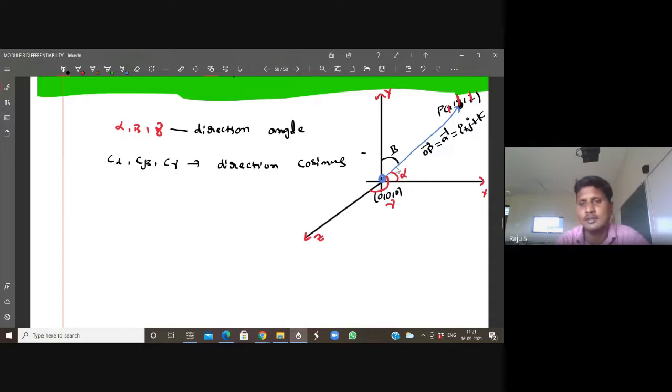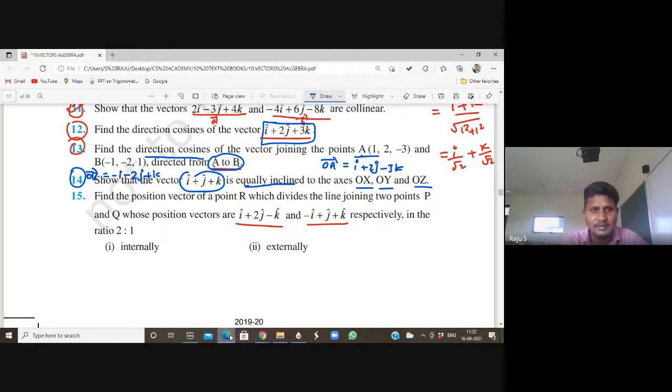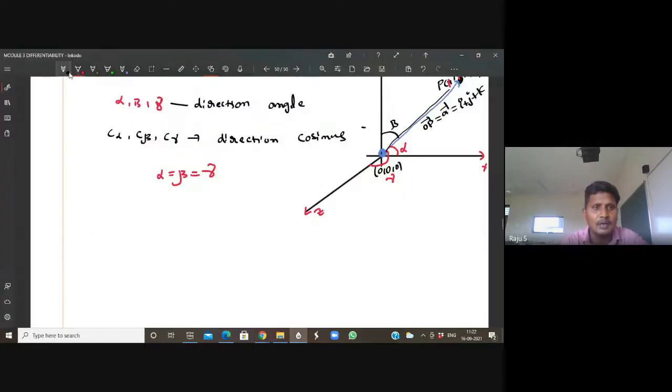Okay, this is a line. This is a vector. The vector can make angles alpha, beta, gamma. Now, whenever you want to show that the vector is equally inclined, what shall we do here? We can prove that alpha is equal to beta is equal to gamma. When alpha is equal to beta is equal to gamma, then we can say that the vector is inclined at equal angles to all the three axes. Okay, right. Now I'm taking the given vector as vector A, i plus j plus k.